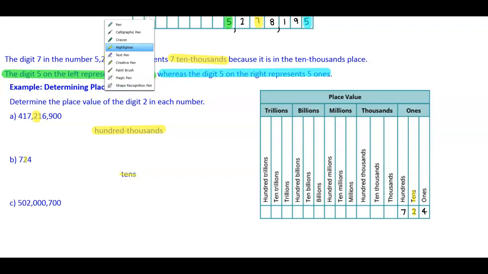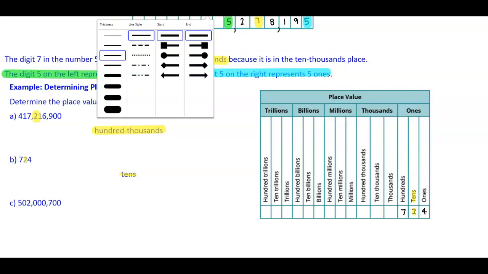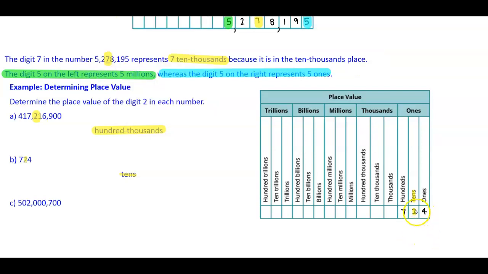Okay, so next, let's go ahead and do one more. The next number that we have is 502,700,000. So we have 0, 0, 0 with a comma, and then 0, 0, 7 with a comma, and then we have 2, 0, and then 5. Again, we're looking for the place value of 2. The 2 is located in the millions. So we would say that the place value for the 2 in that number is in the millions.